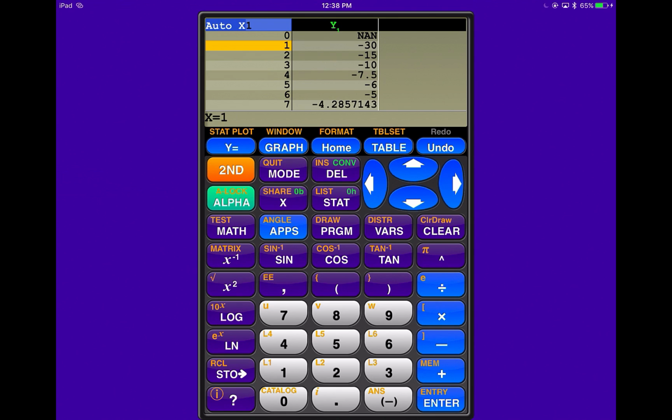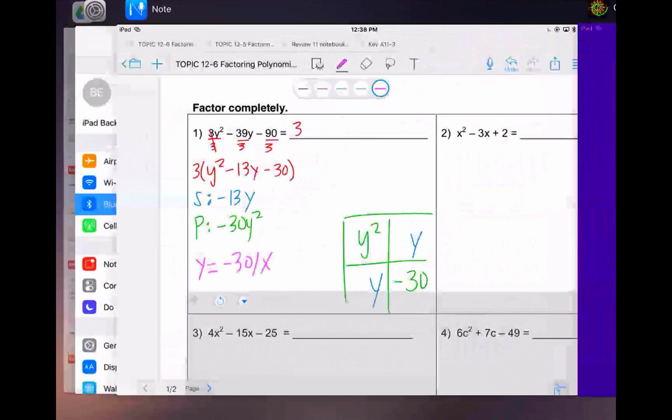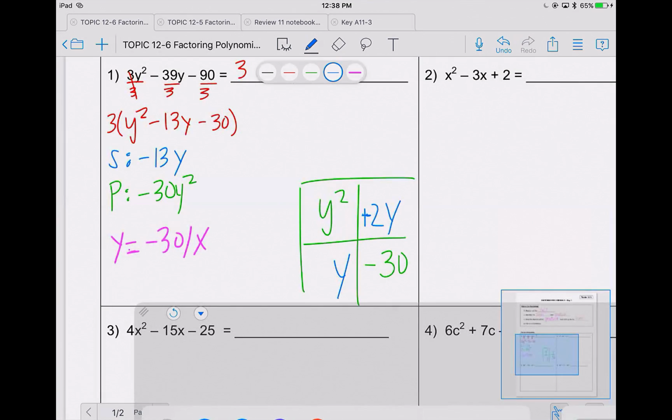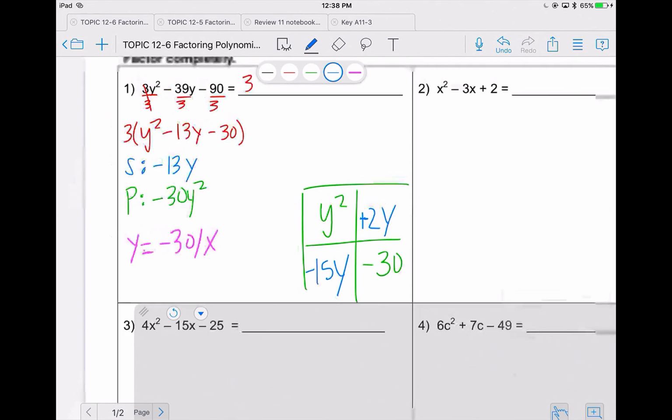So 1 plus negative 30 is negative 29. 2 plus negative 15 is negative 13. So my two factors are going to be a positive 2 and a negative 15.